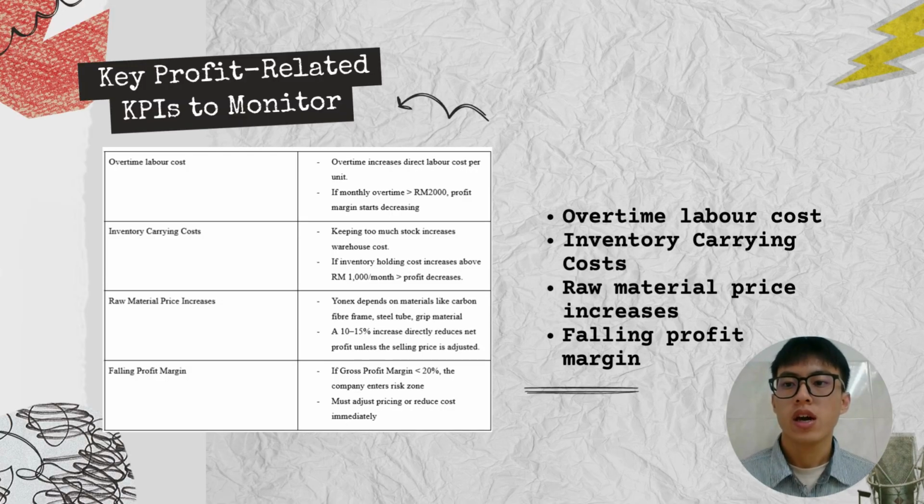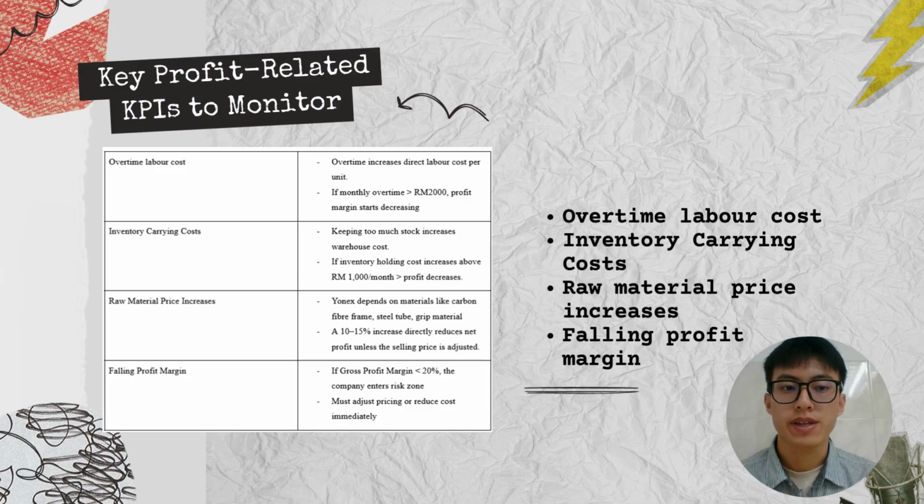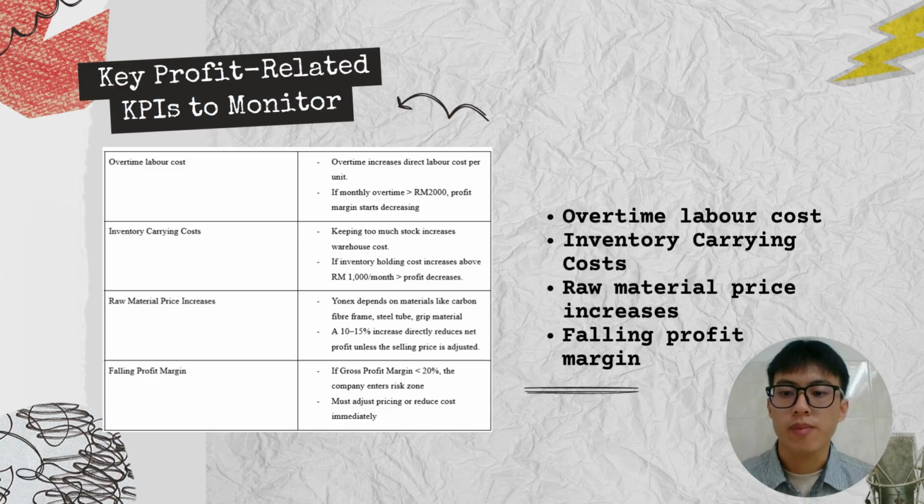Here are the four key profit-related KPIs that companies should monitor to protect profitability. The first KPI is overtime labor cost. When overtime increases, the direct labor cost per unit also increases. This reduces the company's overall profit margin. In our case, if monthly overtime exceeds 22,000 ringgit, it becomes a warning sign because production becomes more expensive. This KPI helps managers adjust scheduling and reduce unnecessary overtime.